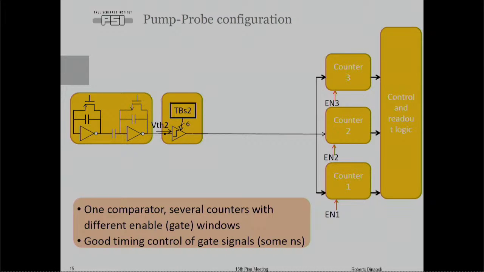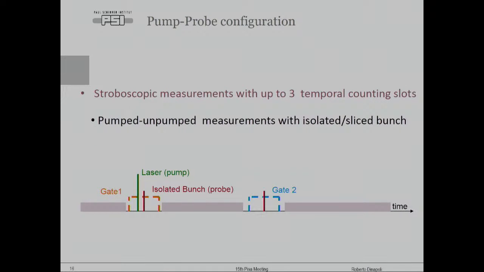The architecture is one single comparator, but with 3 counters in parallel and 3 different enables. So you can enable at different moments in time. Of course, you need quite good timing control of the gate signals, in the order of 10, maximum 15 nanoseconds, something like that, depending on the experiment.